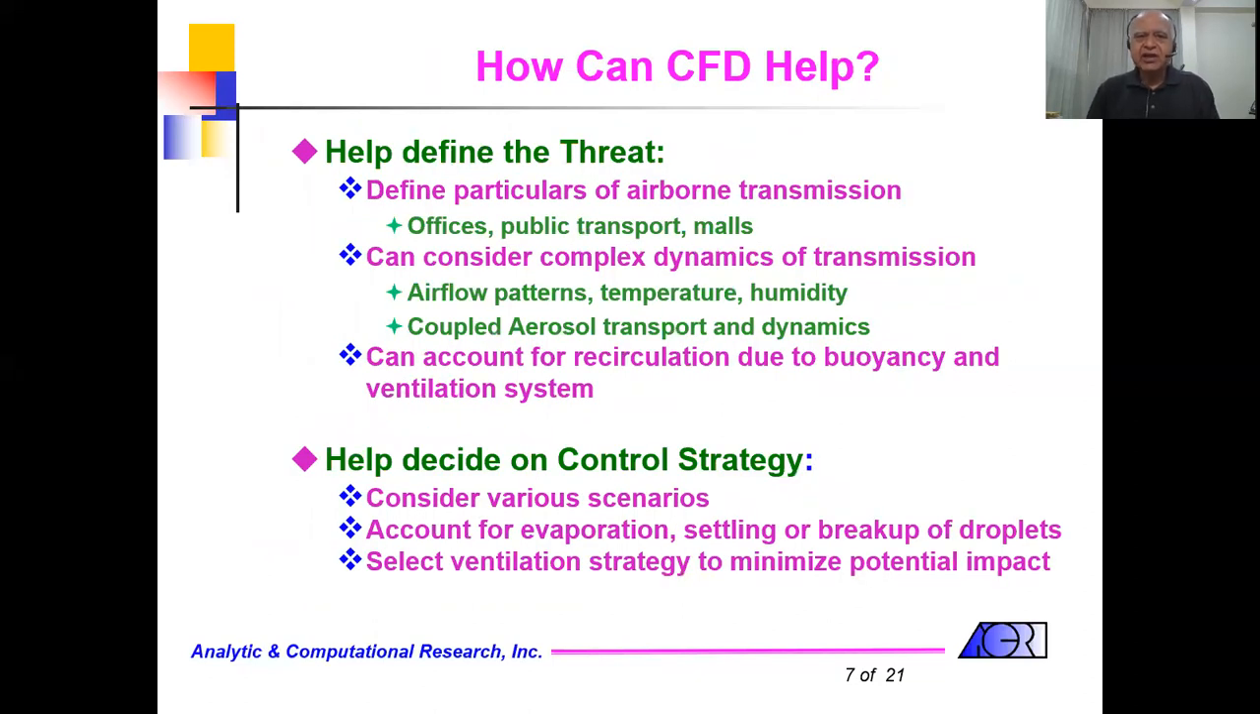So how can CFD help in all this? Well, first, it can help us define the threat. It can define particulars of airborne transmission in offices, public transport, and malls. Where does it originate? Where does it go? Things of that nature. It can take into account the complex dynamics of transmission, airflow patterns, temperature, humidity, all those things we talked about. It can also account for recirculation due to buoyancy and the ventilation system.